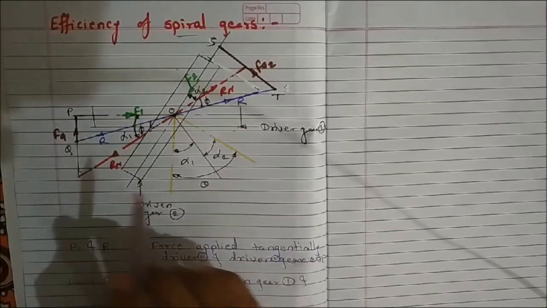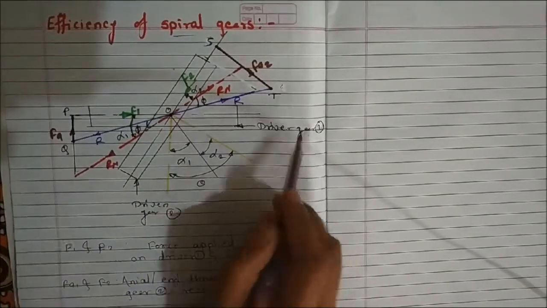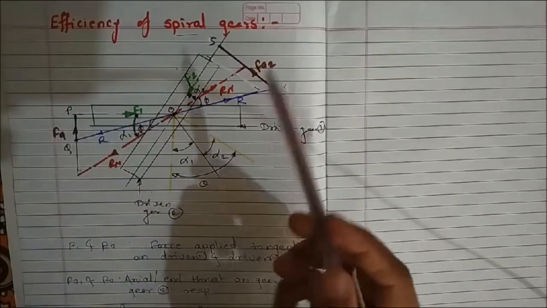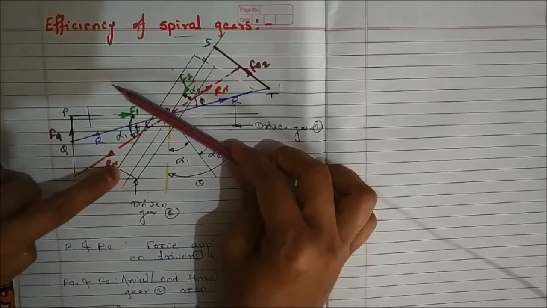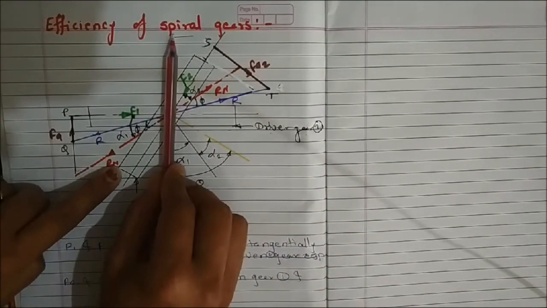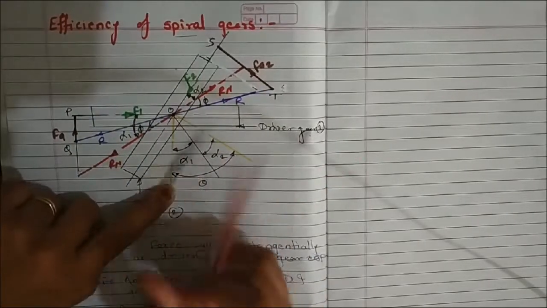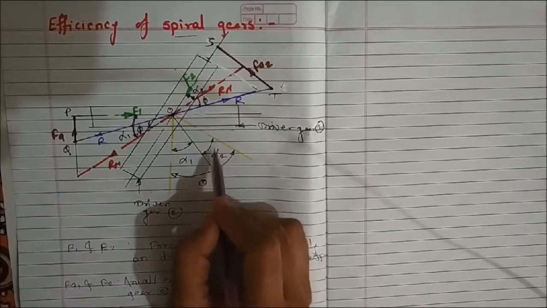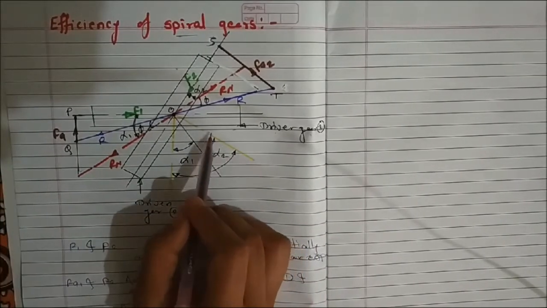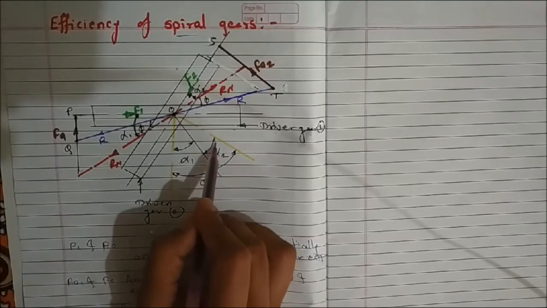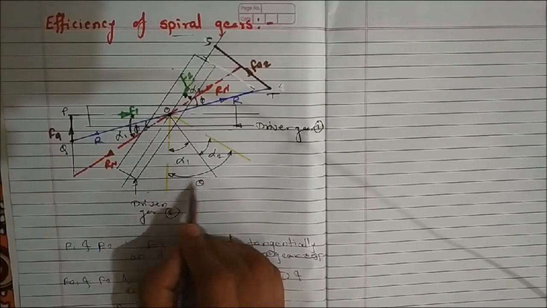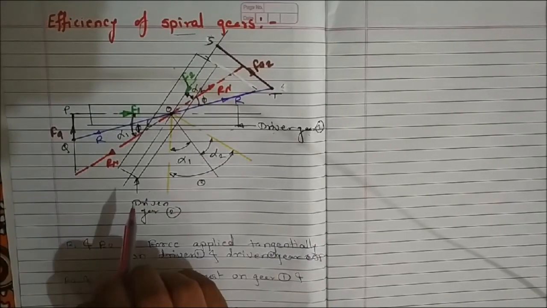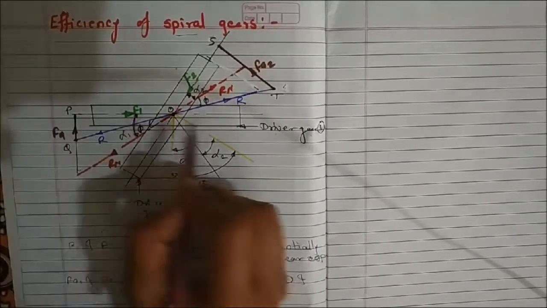So here we have a constructed figure. Here we have the driver gear 1 and driven gear 2, which are in mesh. Now this is the axis of gear 2 and this is the axis of gear 1. Here we get alpha 1, the spiral angle of gear 1, and alpha 2, the spiral angle of gear 2, that is, the angle made by the teeth of the gear with the axis of the gear, and theta is the summation of alpha 1 plus alpha 2, and theta is nothing but the shaft angle. We already know about this.